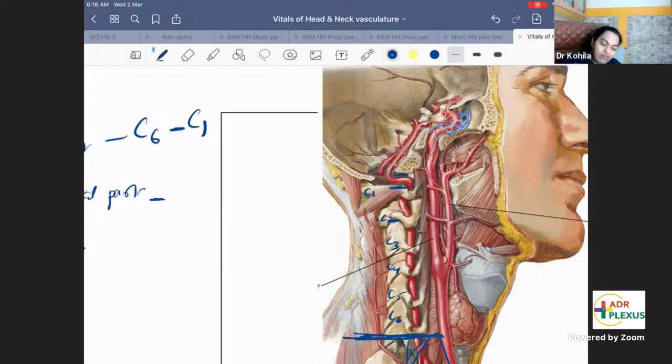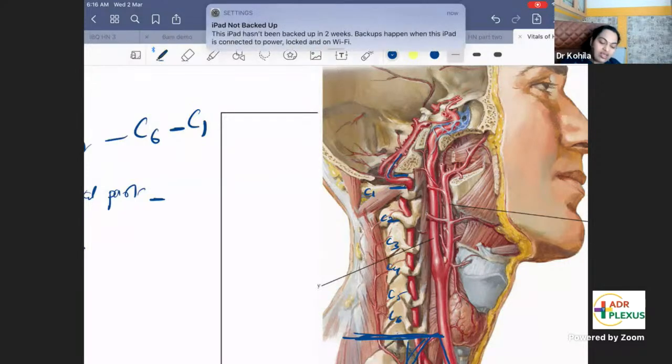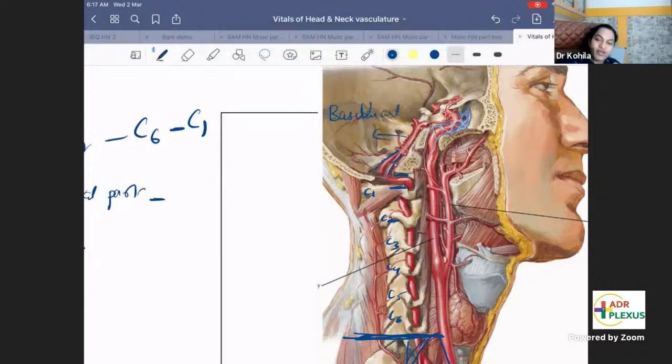Okay. And the fourth part, it will pierce the dura. Yeah. And it will reach the cranial cavity. What's happening? It combines with the vertebral artery of the other side to form the basilar artery, right? So what is subclavian steal syndrome?